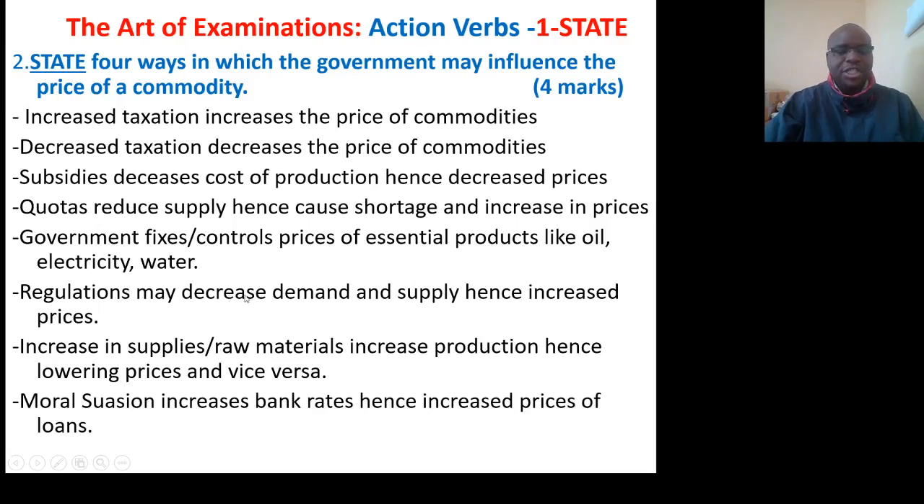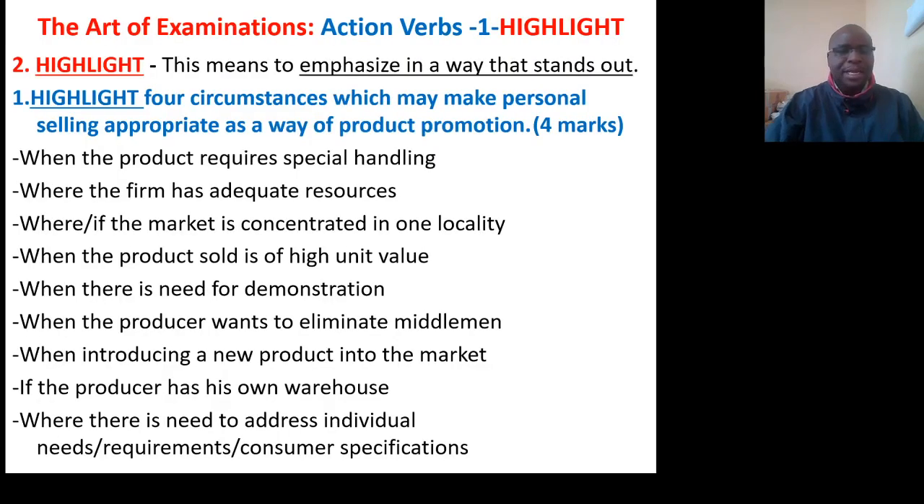6. Regulations may decrease demand and supply, hence increased prices. 7. Increase in supplies or raw materials increase production, hence lowering prices and vice versa. And 8. Moral suasion increases bank rates for loans, hence increased prices of loans.